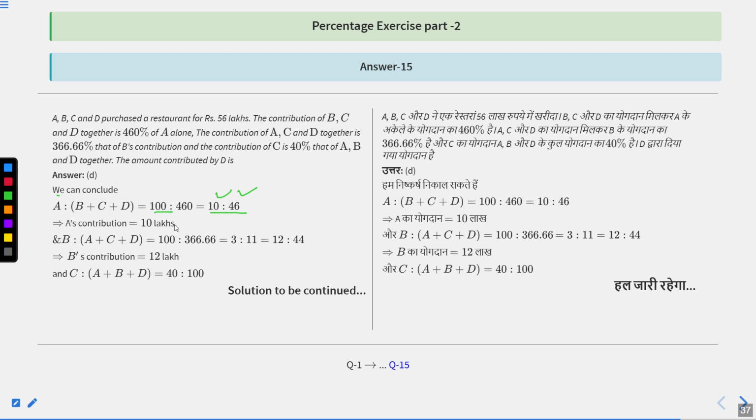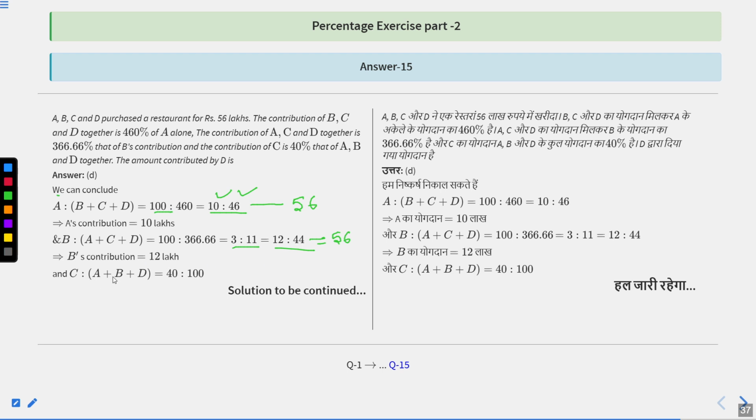So if A's contribution is 10 lakh, then B ratio A plus C plus D combined is 100 ratio 366.66, which we can write as 3 ratio 11. And when we multiply it by 4, we get 12 ratio 44. Okay, because we are equating the amount, both are equal. So when you add 46 plus 10, you get 56. And when you add 12 and 44, you get again 56. Okay. So now B's contribution will be 12 lakh.